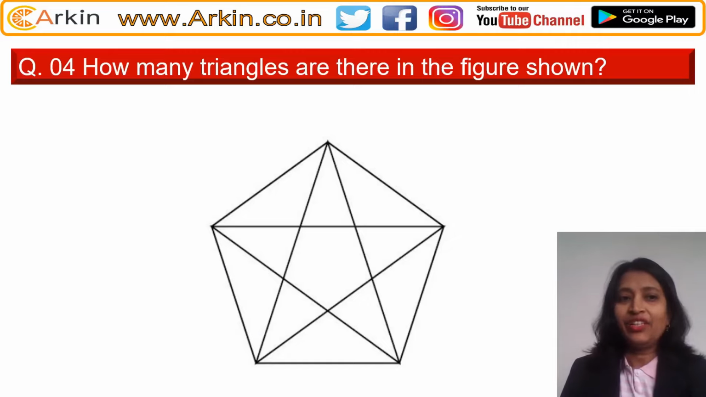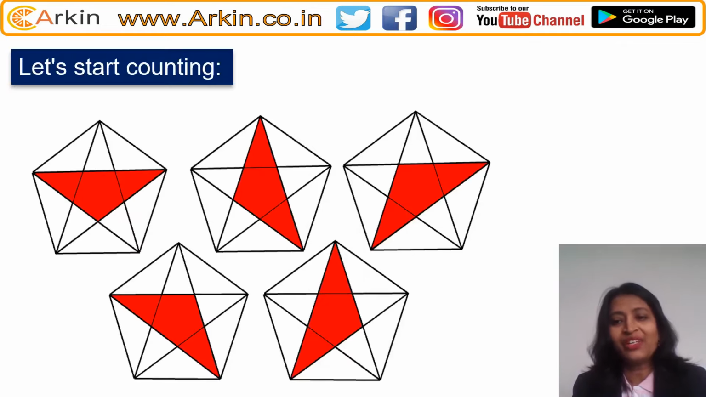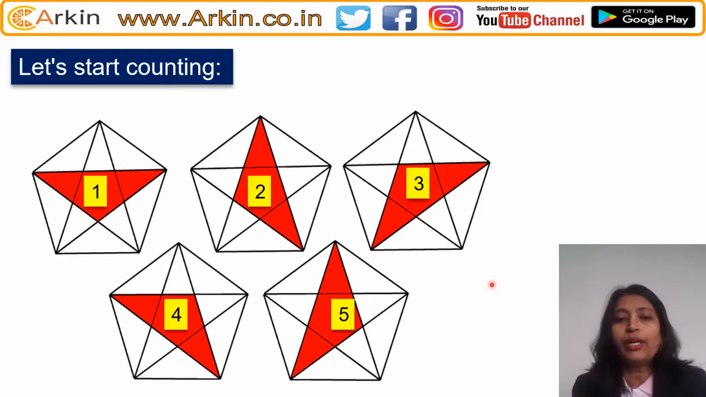Hi. So let's do question number 4 of the 2021 UCEED paper. This question says, how many triangles are there in the figure shown? So let's start counting. As you can see, I have shown 5 triangles here: 1, 2, 3, 4, 5. But how will you count those 5? How will you make it easy?